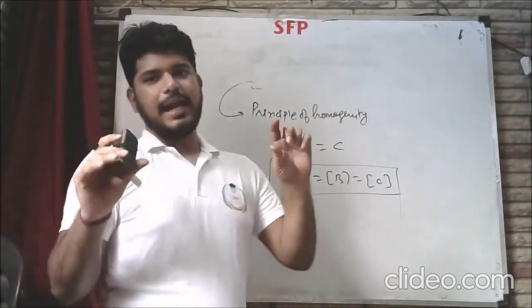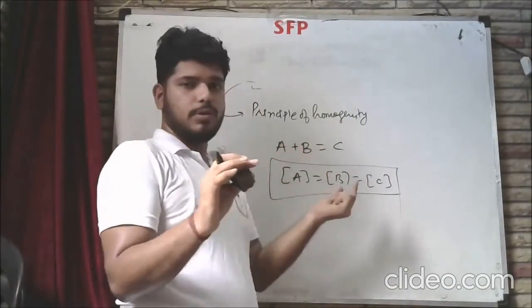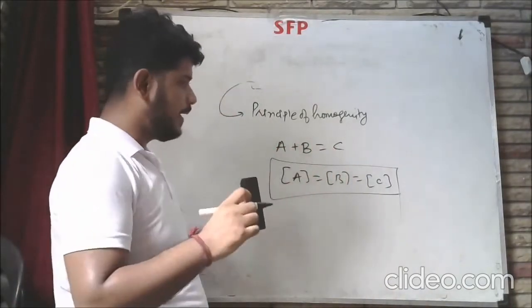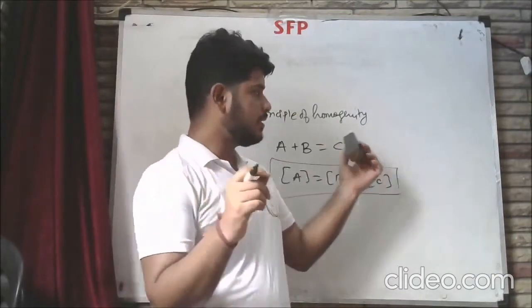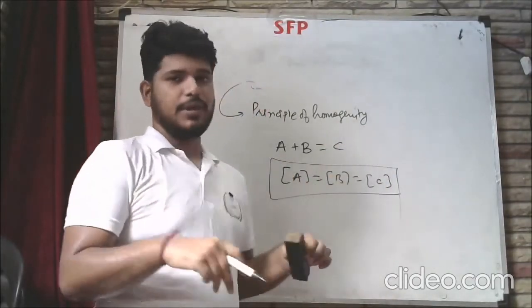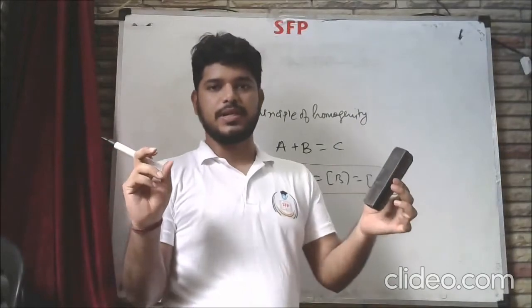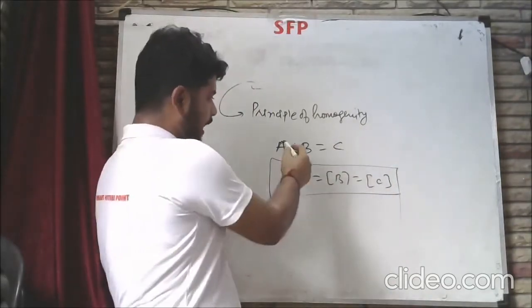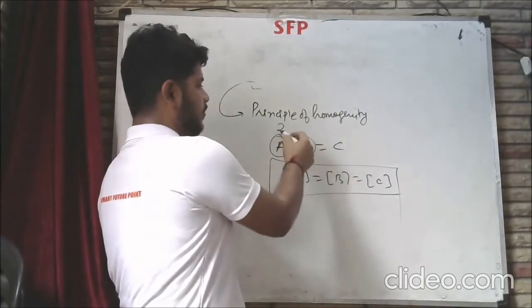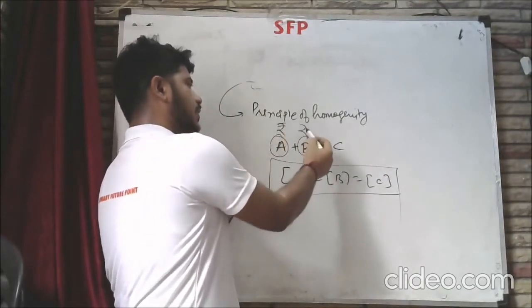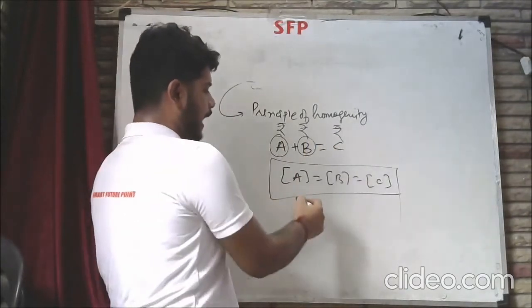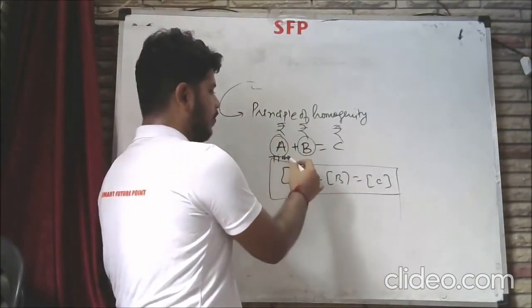Means we can add two substances or two things if they are similar. Suppose we are adding rupees to rupees, the answer will also be rupees. We cannot add kg plus rupees. We cannot add time plus distance. Fine. So if we are adding A plus B, if it is in terms of rupees, the answer will also be rupees. We cannot add time plus length.